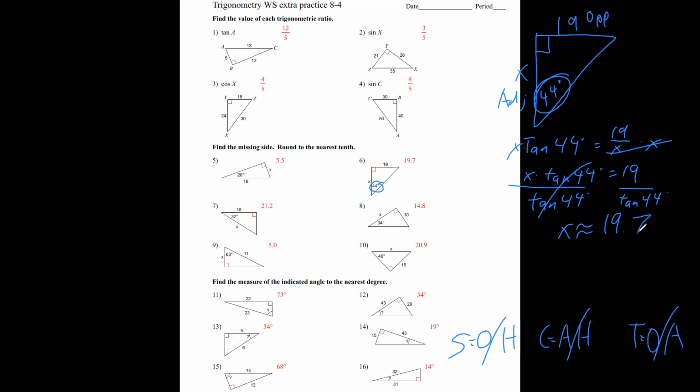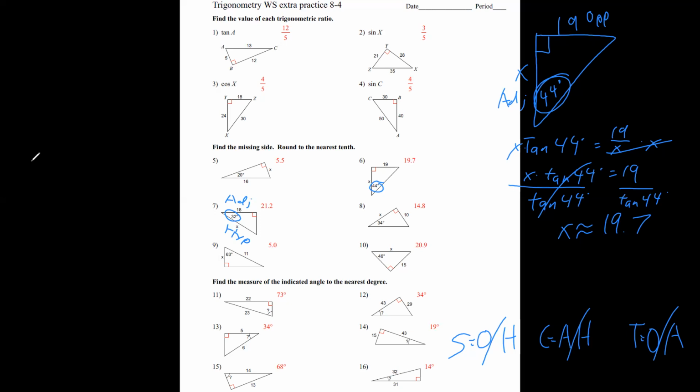So on 7, kind of the same idea as that one over there. We have two sides. We're using 32 this time. So first off, the x is across from the right angle. That's our hypotenuse. The 18, that's next to the 32. So that's our adjacent. So we have adjacent and we have hypotenuse.